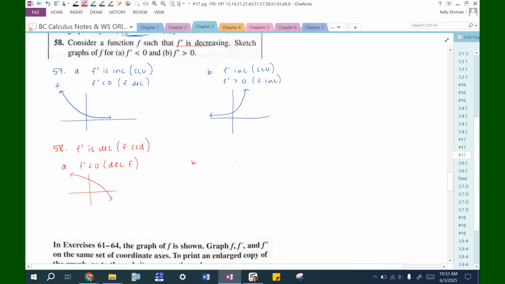And then for part B, f prime greater than 0. So I need f to be increasing, but still concave down. So these are like log graphs of some sort.